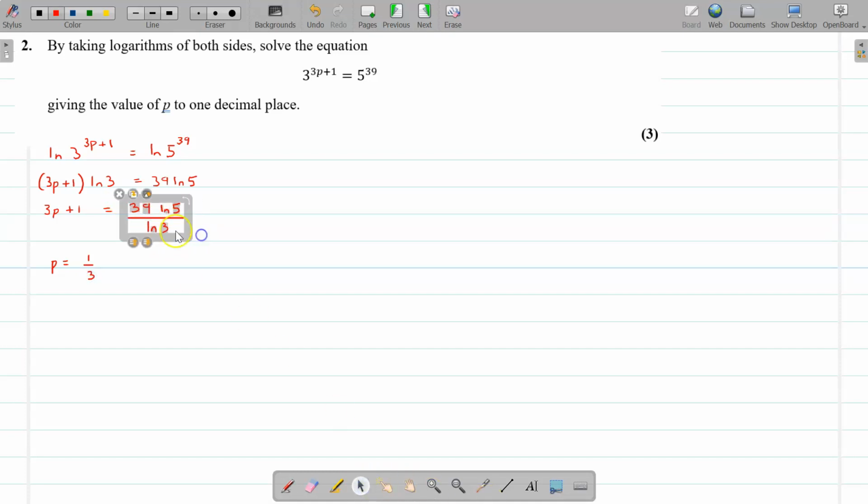I'll just make a copy of it. All of that, and then minus 1 afterwards, and that will need to go in a bracket, of course. So it's 1/3 of that minus 1, and then you just put that into the calculator, and that comes out to 1 decimal place to be 18.7 to 1 dp.